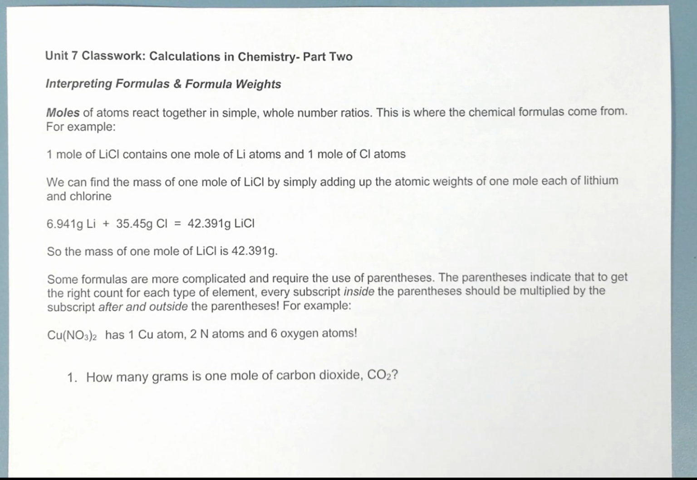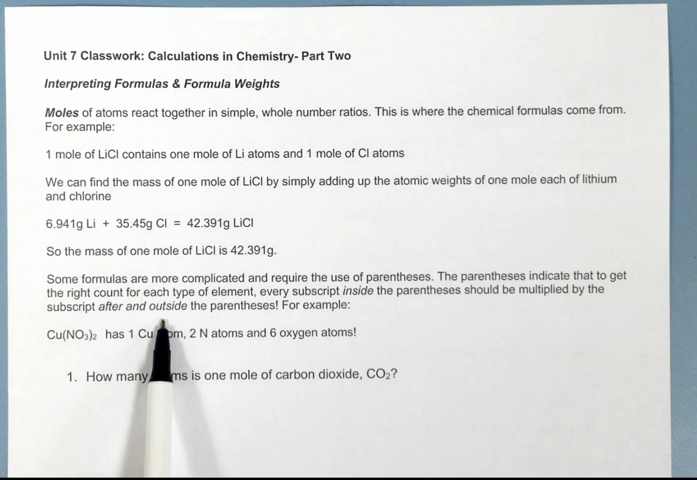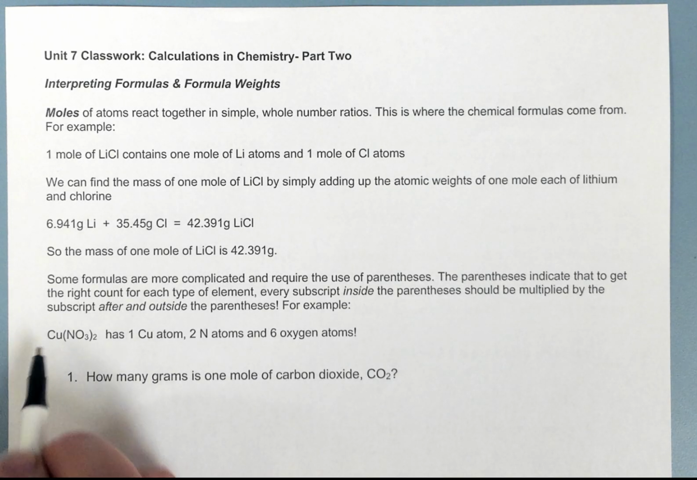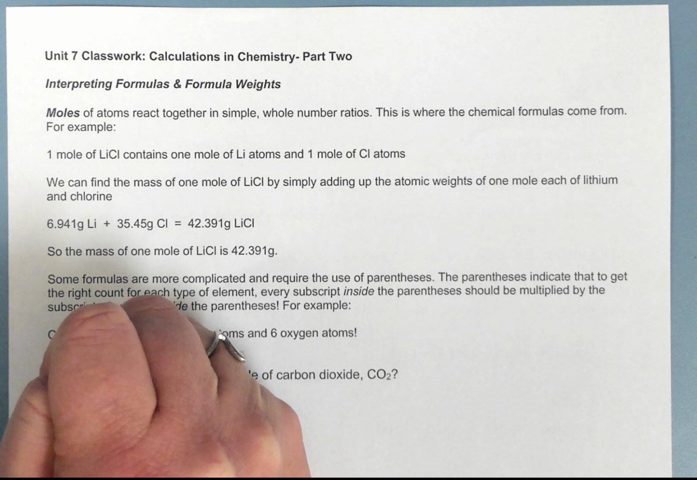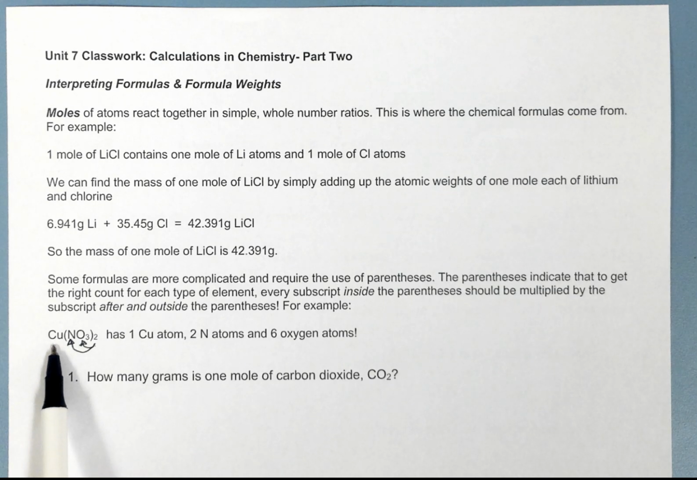Now, some formulas are more complicated and they require the use of parentheses. Those are our polyatomics that we are working with in the ionic unit. The parentheses indicate that to get the right count for each type of element, every subscript inside your parentheses needs to be multiplied by the subscript after and outside of the parentheses. So if I'm looking at copper(II) nitrate, I have 1 copper atom, and then this 2 gets distributed to both the nitrogen and the oxygen, because I have 2 of this whole group. So in this compound, I have 1 mole of copper, 2 moles of nitrogen, and 6 moles of oxygen.